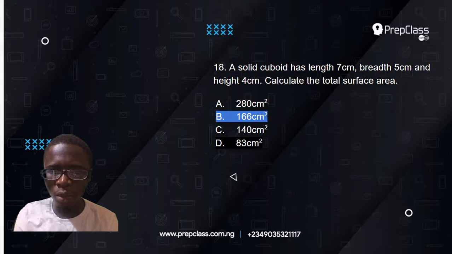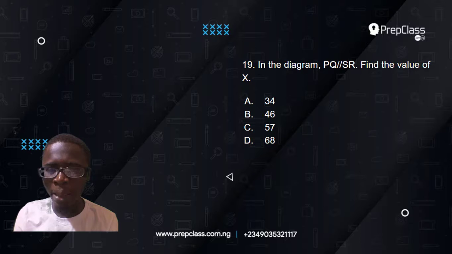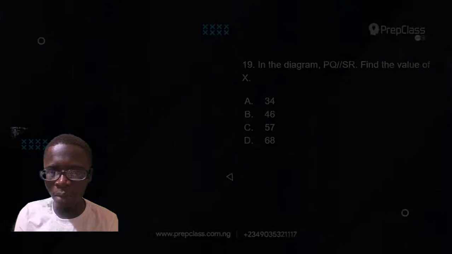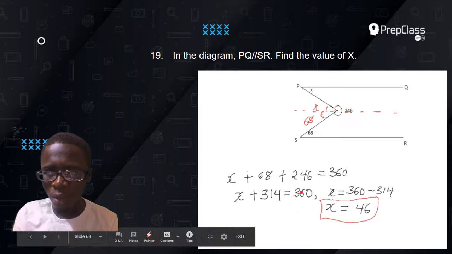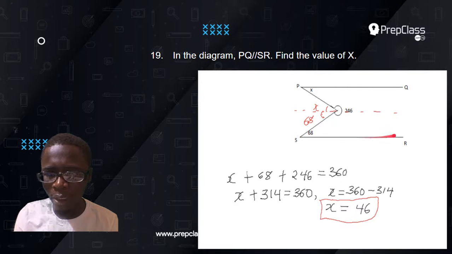Proceeding to the next question, it says in the diagram, PQ is parallel to SR, find the value of X. So let's look at the diagram we're talking about here. So this is the diagram the question presented. PQ is parallel to SR. So this line is parallel to this line, and we are requested to get the value of X. That's this angle here. So to do that, we need to do extra additional construction here.